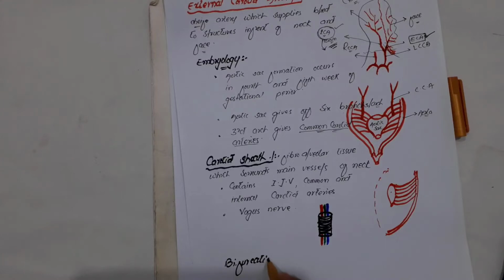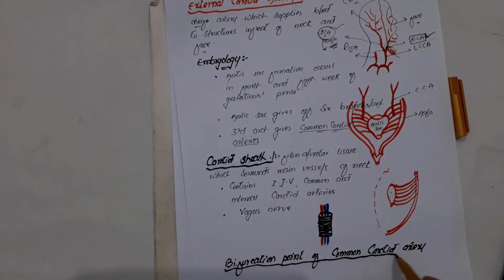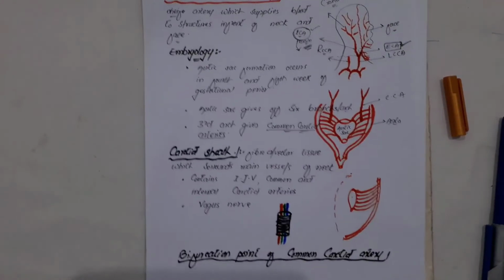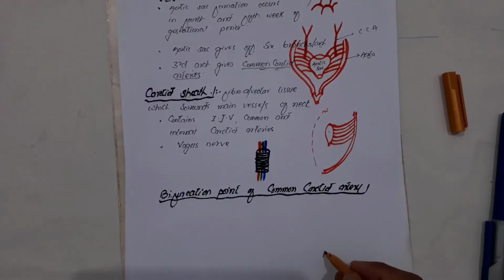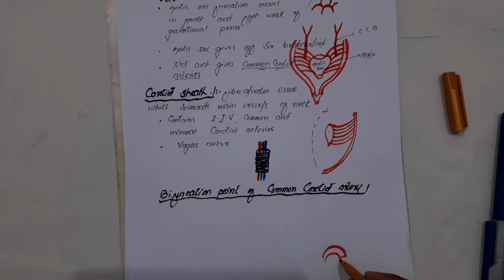Bifurcation point of common carotid artery, right? So at which point does this common carotid artery bifurcate? Now look carefully, I am drawing another diagram here. For example, friends, this is our aortic arch, right?